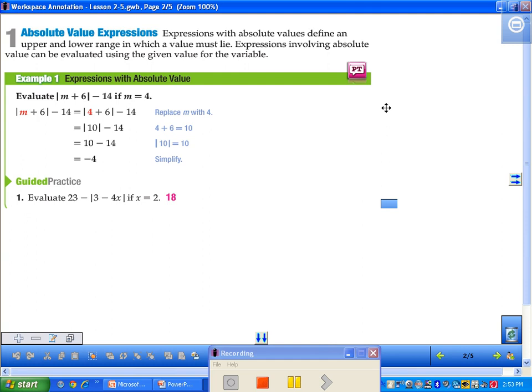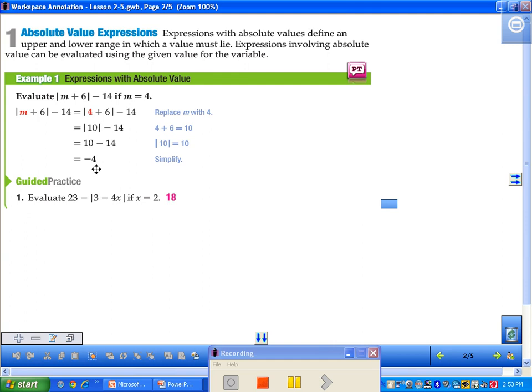Let's look at example 1. It says evaluate the absolute value of m plus 6 minus 14 if m equals 4. So we're going to replace m with 4, and now we have to take the absolute value of 4 plus 6, which is 10. The absolute value of a number is how far it is from 0. So the absolute value of 10 is 10 because it's 10 spaces away from 0. Then we subtract, we simplify, and we get negative 4.